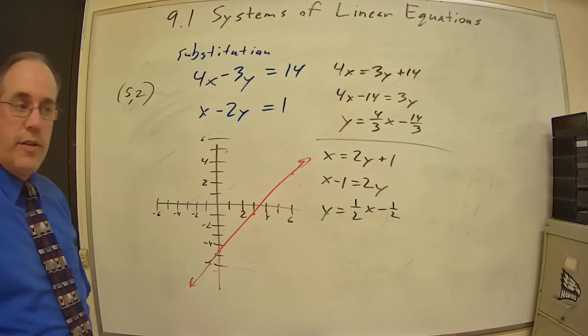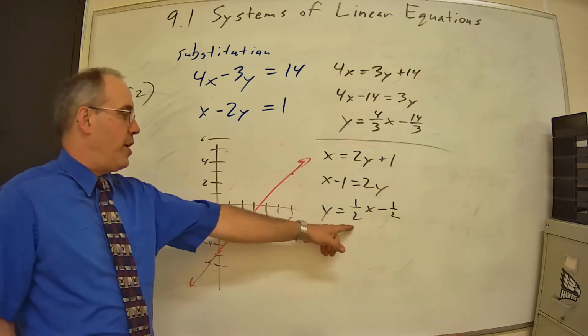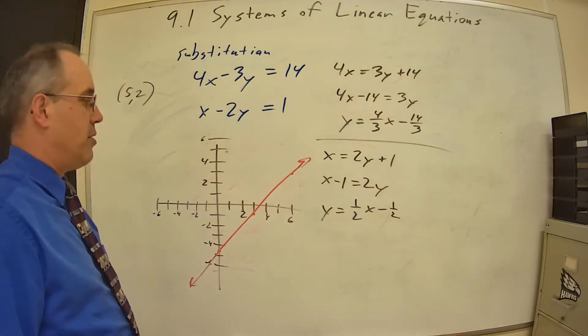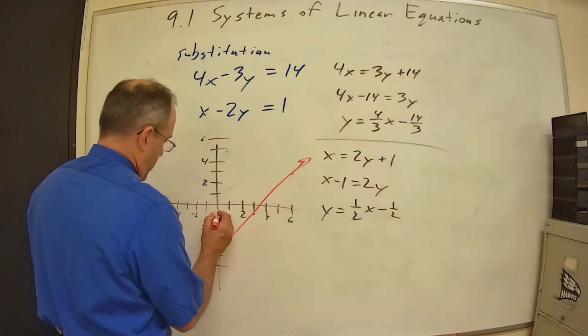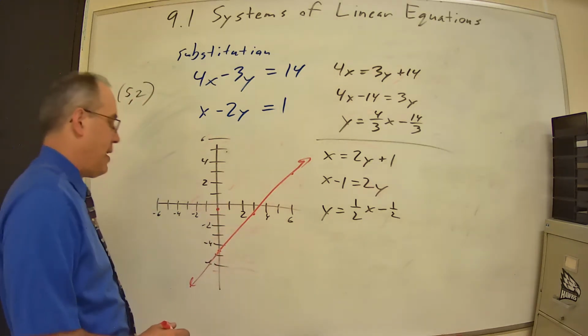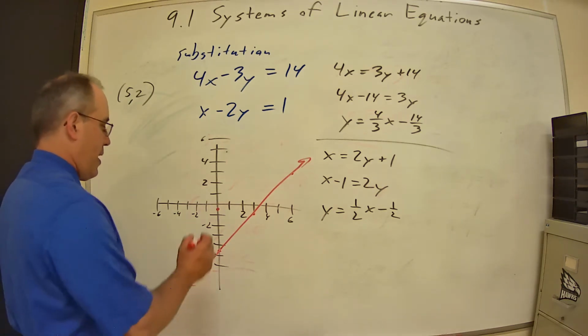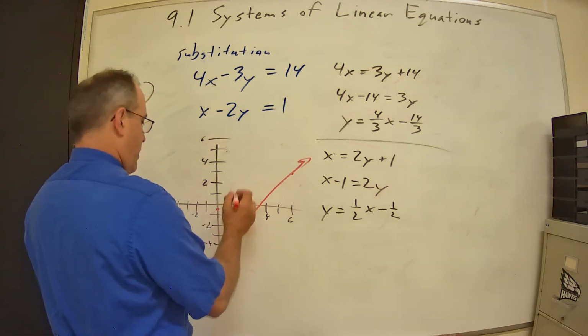So now I have that first equation. The second equation crosses the y-axis at negative 1/2. So it crosses right here. And it has a slope of 1/2. So every time x goes over by 2, y goes up by 1.